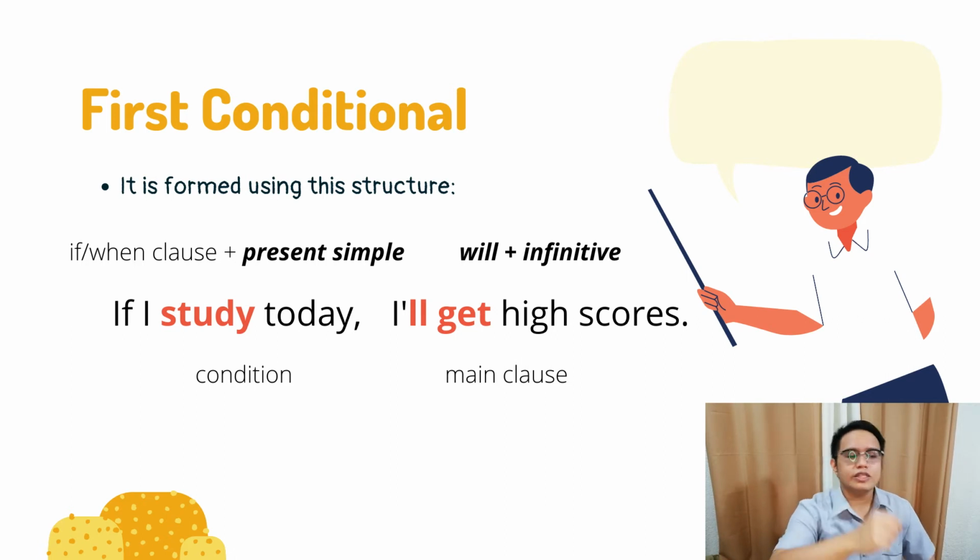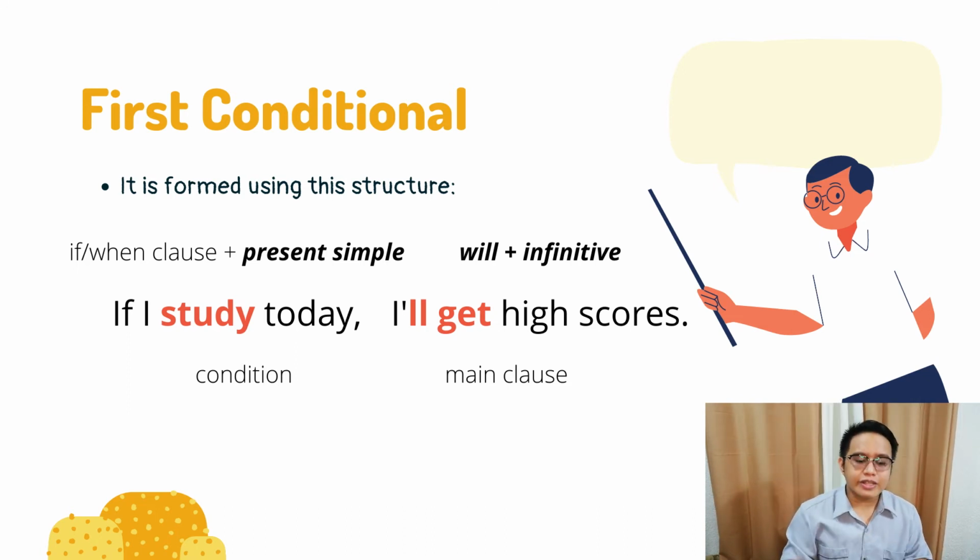Okay? So let's say for example here, if I study today, I'll get high scores. The condition in this sentence is if I study today. So if I study today, that's our condition. Our main clause, I'll get high scores. Okay? So, I hope it's clear. Again, the formula is the if and when clause plus the present simple tense, and then the main clause will be will plus infinitive. So, I will get high scores.